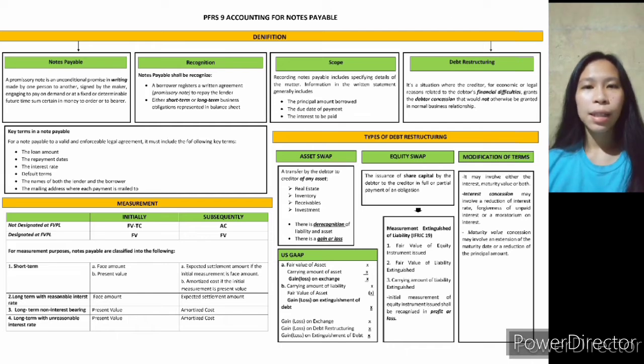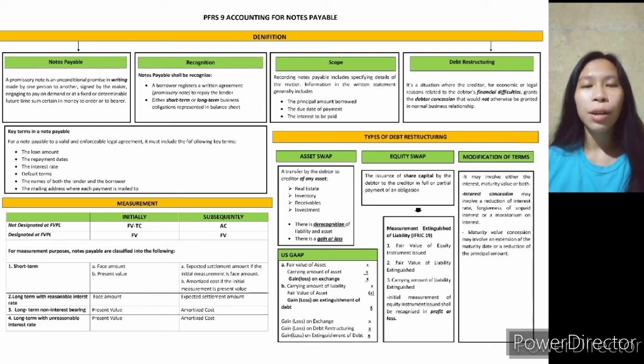So, if an equity swap happened, how do we value the shares issued? Here are the measurements. First is the fair value of equity instruments issued. An entity shall measure the equity instruments at the fair value of the equity instruments issued unless the fair value cannot be reliably measured. Second, the fair value of liability extinguished.